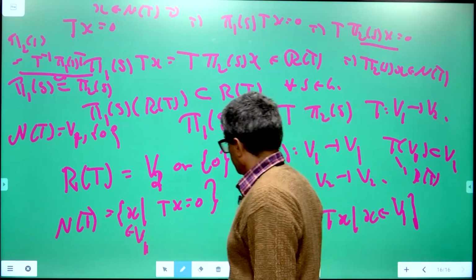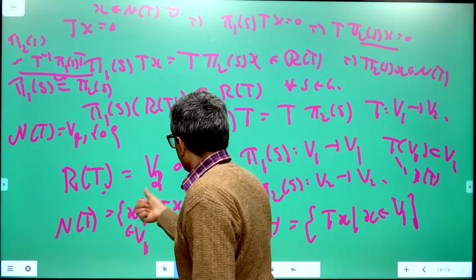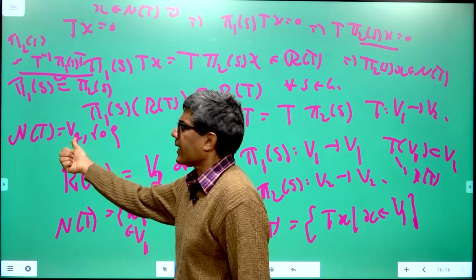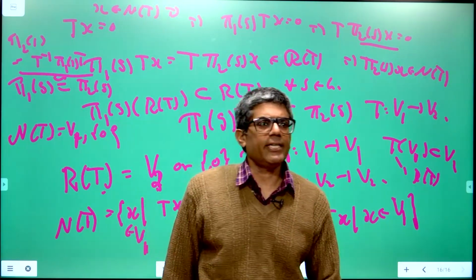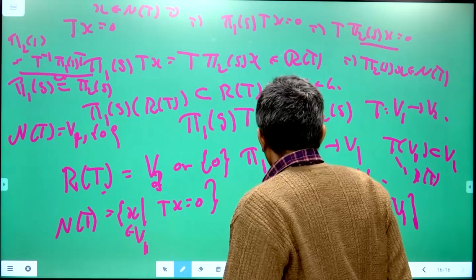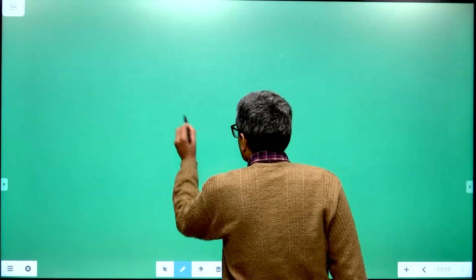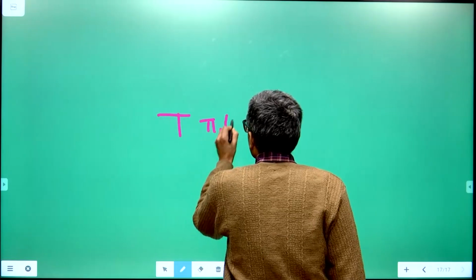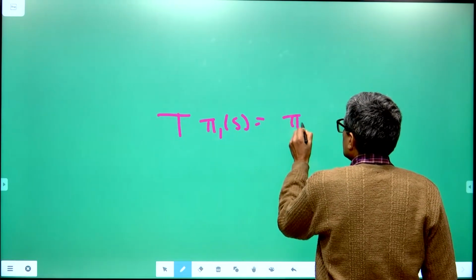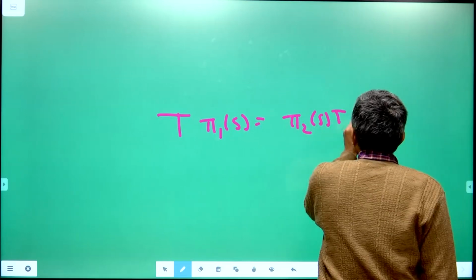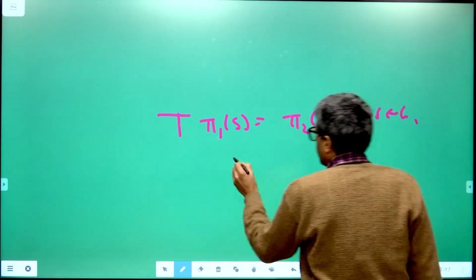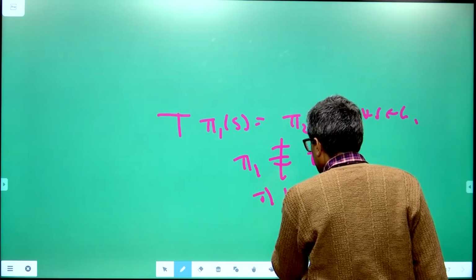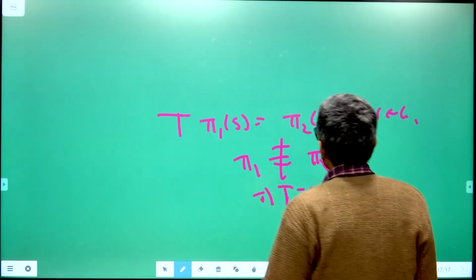On the other hand, if the range of T is V2 and the null space of T is V1, then again T is the 0 operator because T annihilates the whole of V1. So this is called Schur's lemma. It says that if T intertwines pi 1 g and pi 2 g, that means T pi 1 g is equal to pi 2 g T for every g contained in G, and pi 1 and pi 2 are not equivalent, then it will imply that T is 0. You cannot have a non-zero intertwining operator.